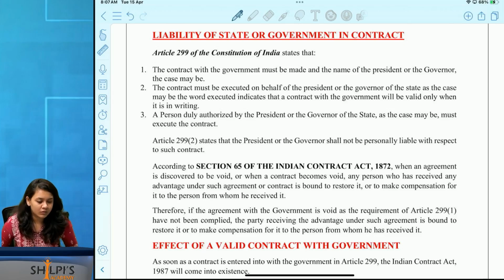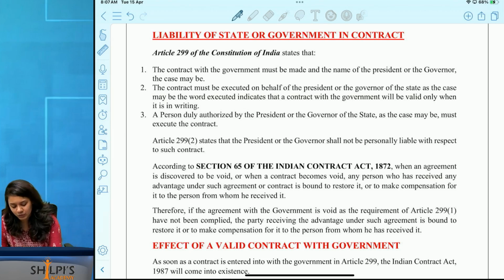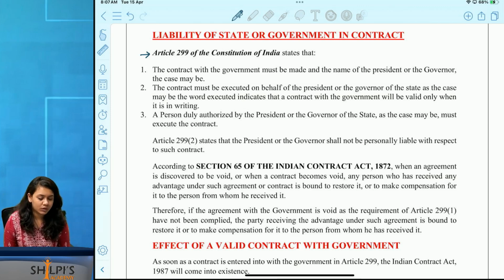Now, a government can enter into contracts. Why do I say this? Because currently we are looking at the topic of the liability of the government. So, first we need to understand whether the government can enter into a contract, and for that purpose we look at Article 299 of the Constitution of India. What does Article 299 say?